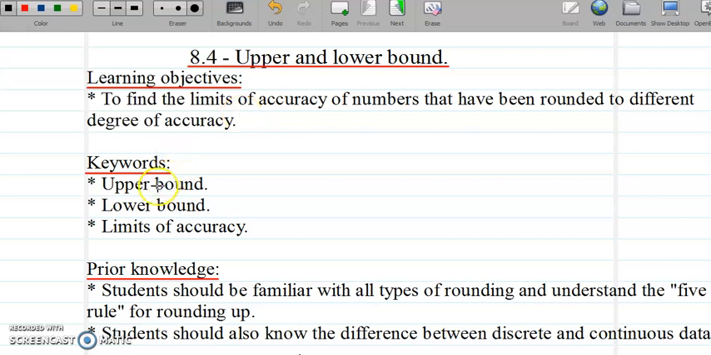Okay, in our topics today, we'll look at the upper and lower bound, and the learning objective is to find the limit of accuracy of numbers that have been rounded to different degrees of accuracy. And these are our keywords. Before we embark on this, students should be familiar with all types of rounding and understand the 5 rules of rounding up. Students should also know the difference between discrete and continuous data. This we have done before.